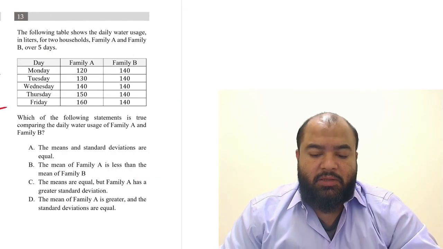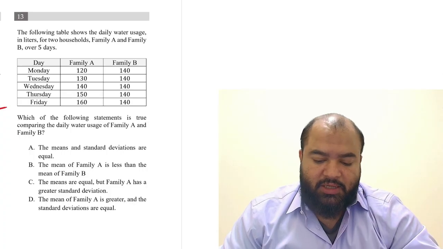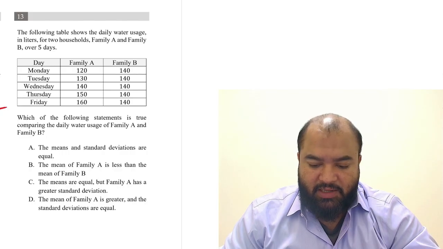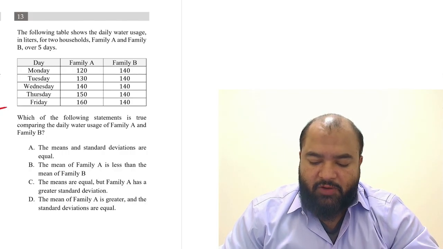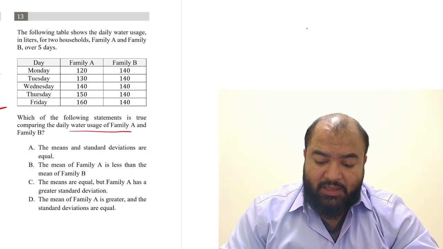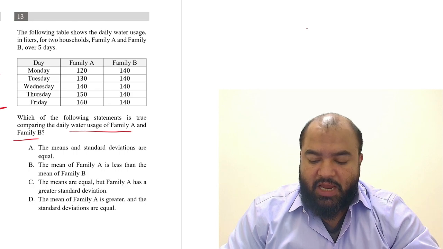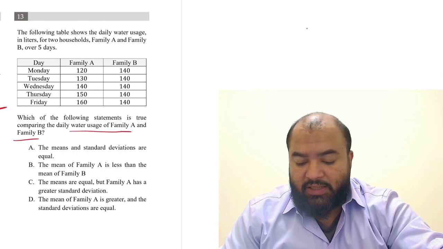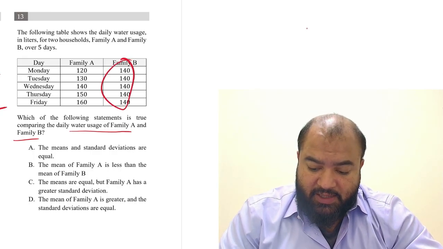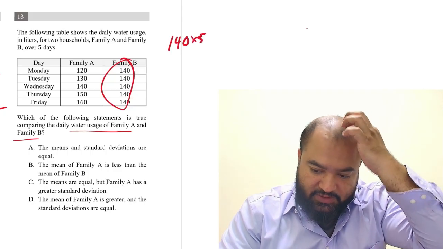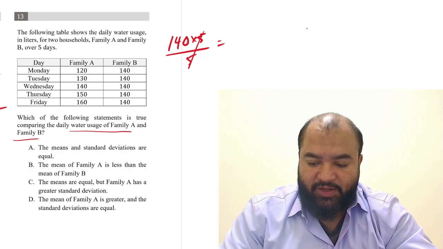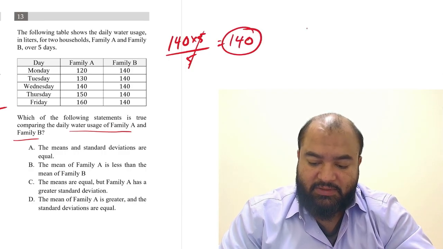Number 13. The following table shows the daily water usage in liters for 2 households, family A and family B, over 5 days: Monday, Tuesday, Wednesday, Thursday, Friday. Which of the following statements is true comparing the daily water usage of family A and family B? The means and the standard deviations are equal. In this kind of case, you can find the mean first. For family B, the mean is easy to find: 140 times 5, because all of them are the same, and divide by 5. So it's just 140.